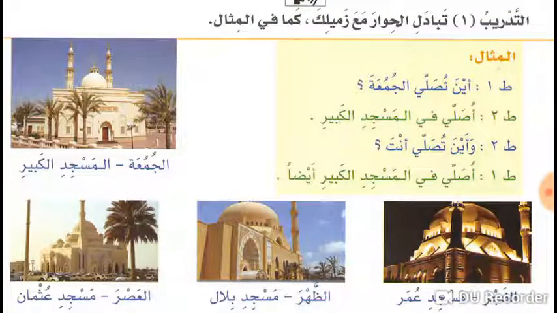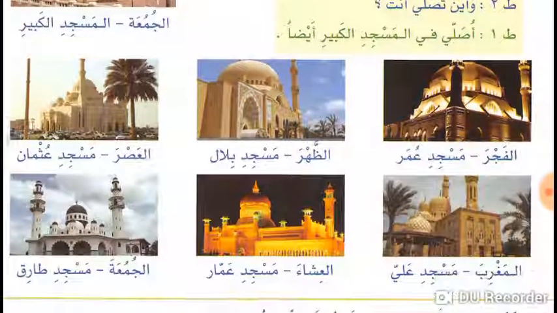First the teacher gave two words, al-Jummah and al-Masjid al-Kabir. The first student will ask, Aina tusalli al-Jummah? Where do you pray Jummah? Usalli fil Masjid al-Kabiri. I pray Jummah in the big Masjid. Aina tusalli anta? And where do you pray? Usalli fil Masjid al-Kabir aidan. I also pray in the big Masjid. So, Miss Salma, start. Okay, sir.